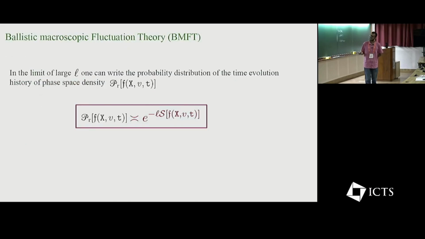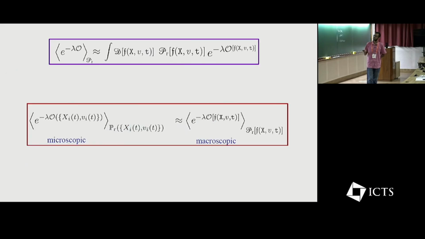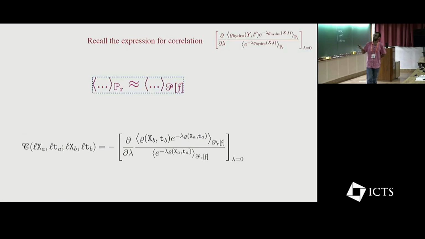The idea is that in the limit of large L, we can write the probability distribution of the phase space density in some large deviation form, where we can identify this action in terms of the phase space density of the dots. Once we write that, for any observable we can use this kind of path integral method, and then we approximate the exact calculation with respect to the microscopic probability density by the hydrodynamic probabilities. Recall the expression that we wrote for the hydrodynamic correlation.